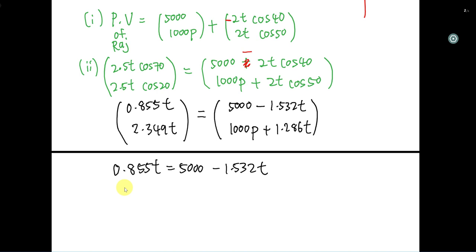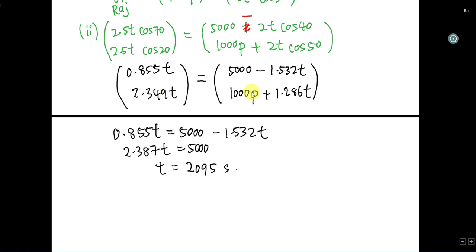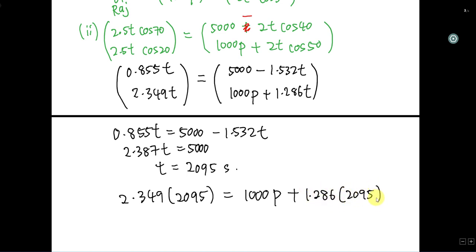Here you will get 2.387t equals 5000, and then I can get my t easily by 5000 divided by the answer. You will get 2095 seconds. After you get the t, you should be able to get the p easily by substituting the t into the second equation. So 2.349 times 2095 equals 1000p plus 1.286 times 2095. Just solve this equation and you should be able to get p easily.